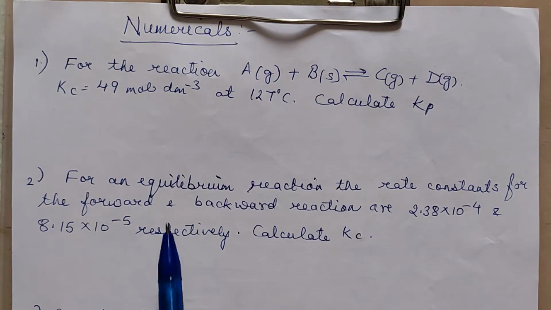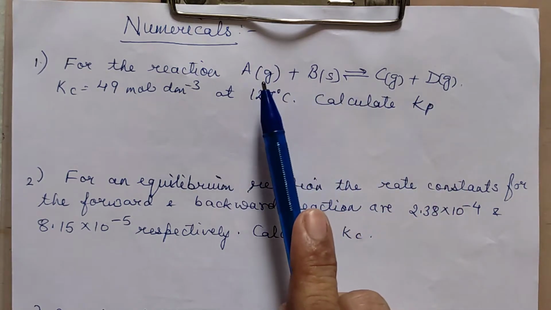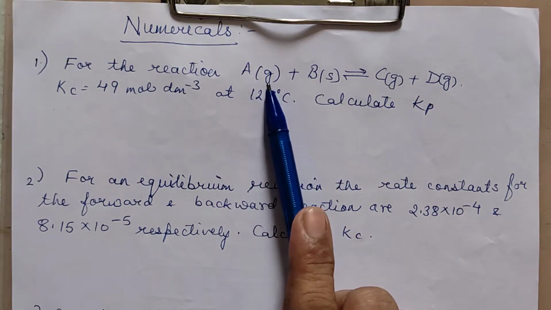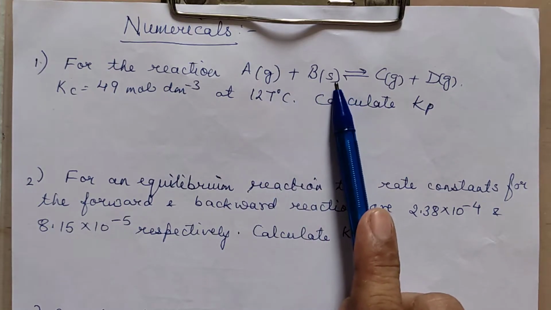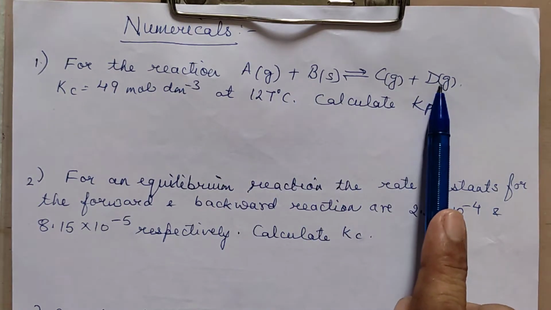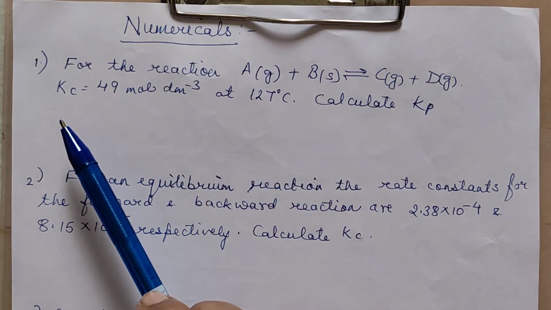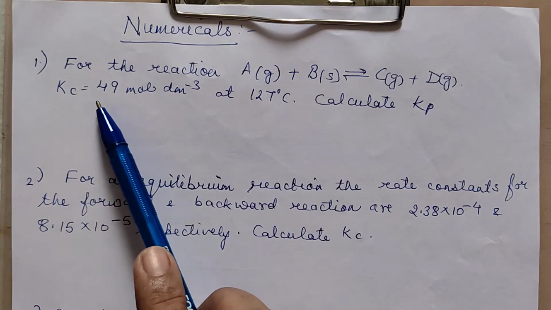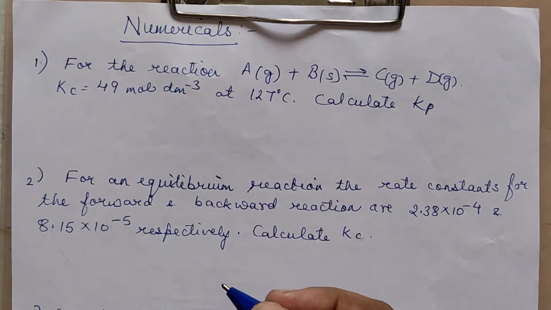So the first question says, for the reaction, there is some reaction given. A, gas. This is to be noted. Physical state is to be noted. Plus B, solid. C and D are gases. And for this particular question, the Kc is given. Kc is this much, 49 mole per decimeter cube.